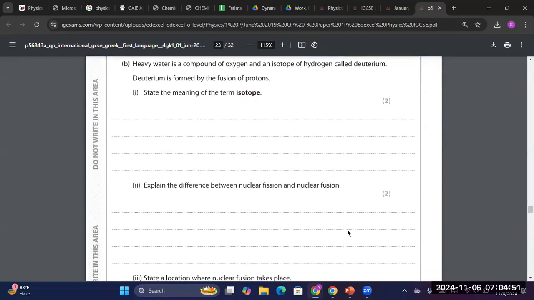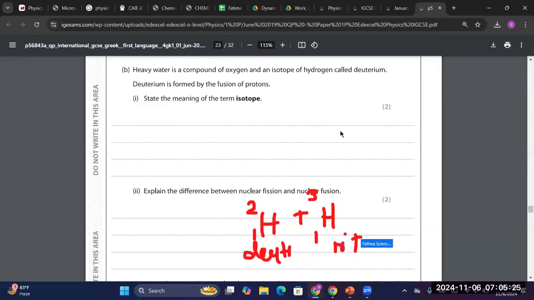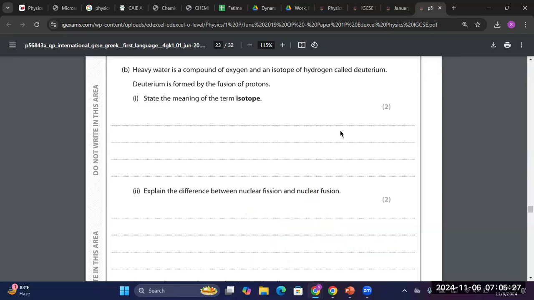Heavy water is a compound of oxygen and an isotope of hydrogen called deuterium. You guys know what deuterium is? Remember the isotopes of hydrogen I taught you guys in our class on nuclear fusion. I told you guys that we have two isotopes. One was this, and another isotope I taught you was this one. This is known as deuterium and this is known as tritium. So these are isotopes of hydrogen. The question says state the meaning of the term isotope. Shreya, can you tell me what is an isotope?